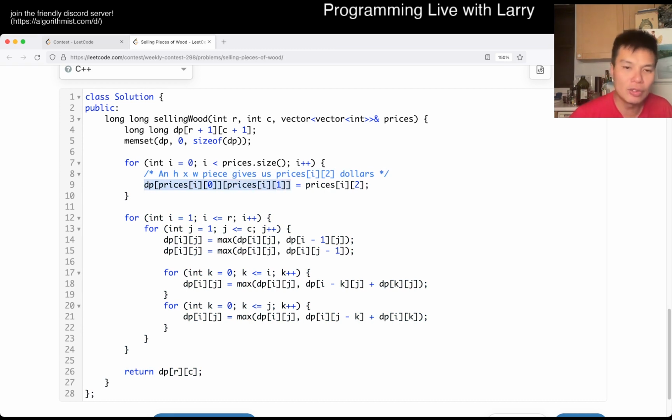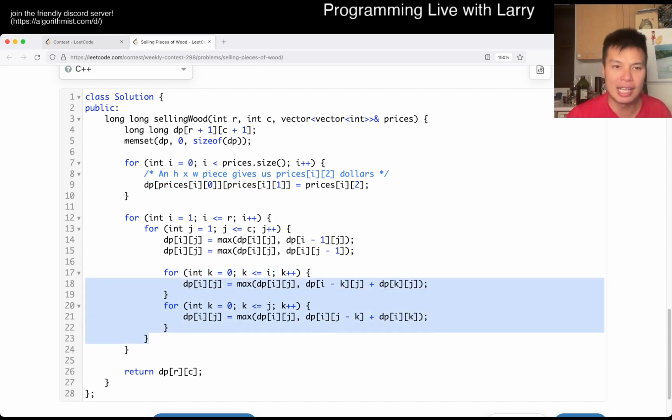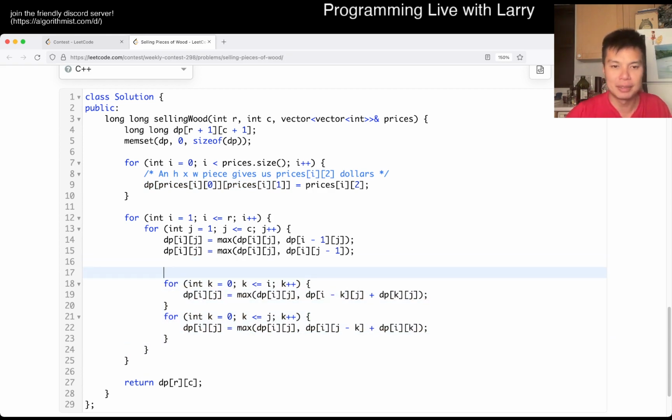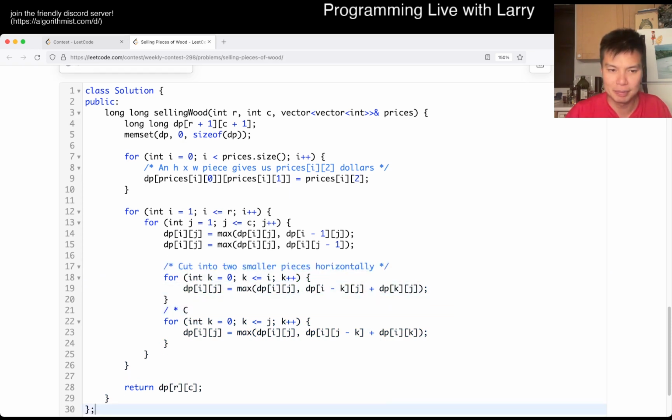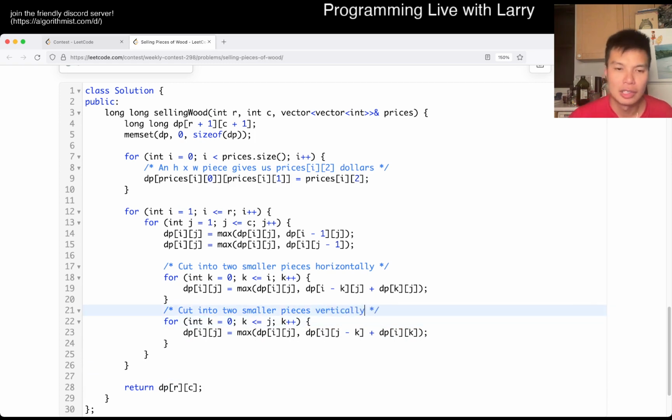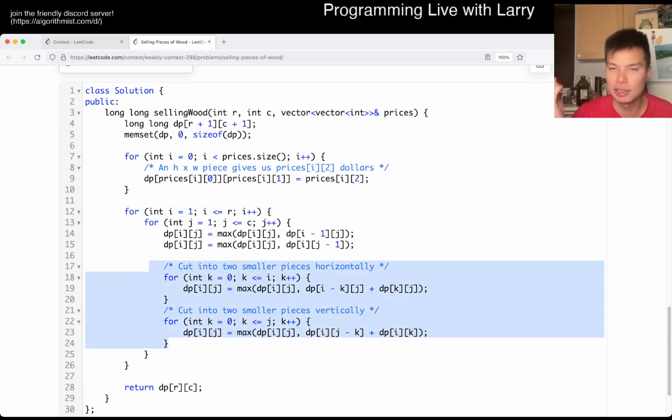And I did, so these two parts, I hope it's understandable. Basically, the idea here is cut into two smaller pieces. I think this one is cut horizontally, and this one is cut vertically, right? So these two, I hope that makes sense, is just what we went over. Making sure that I have it on screen, yeah.